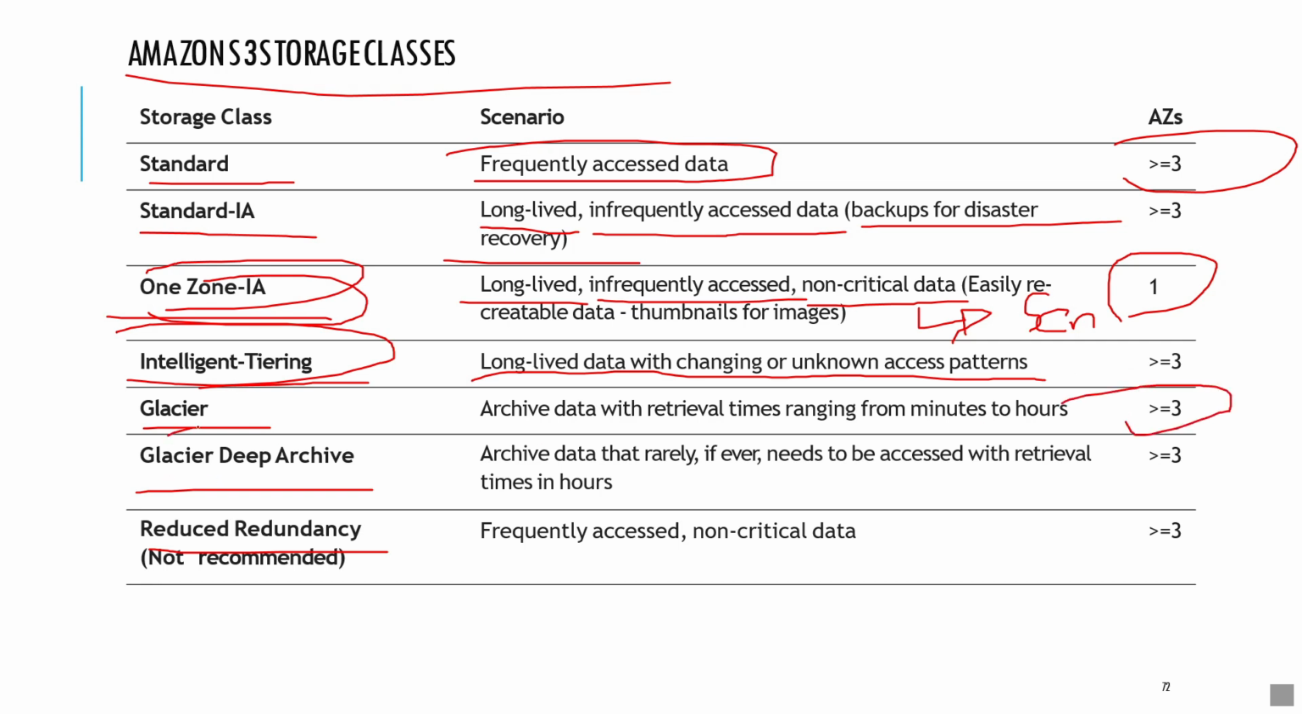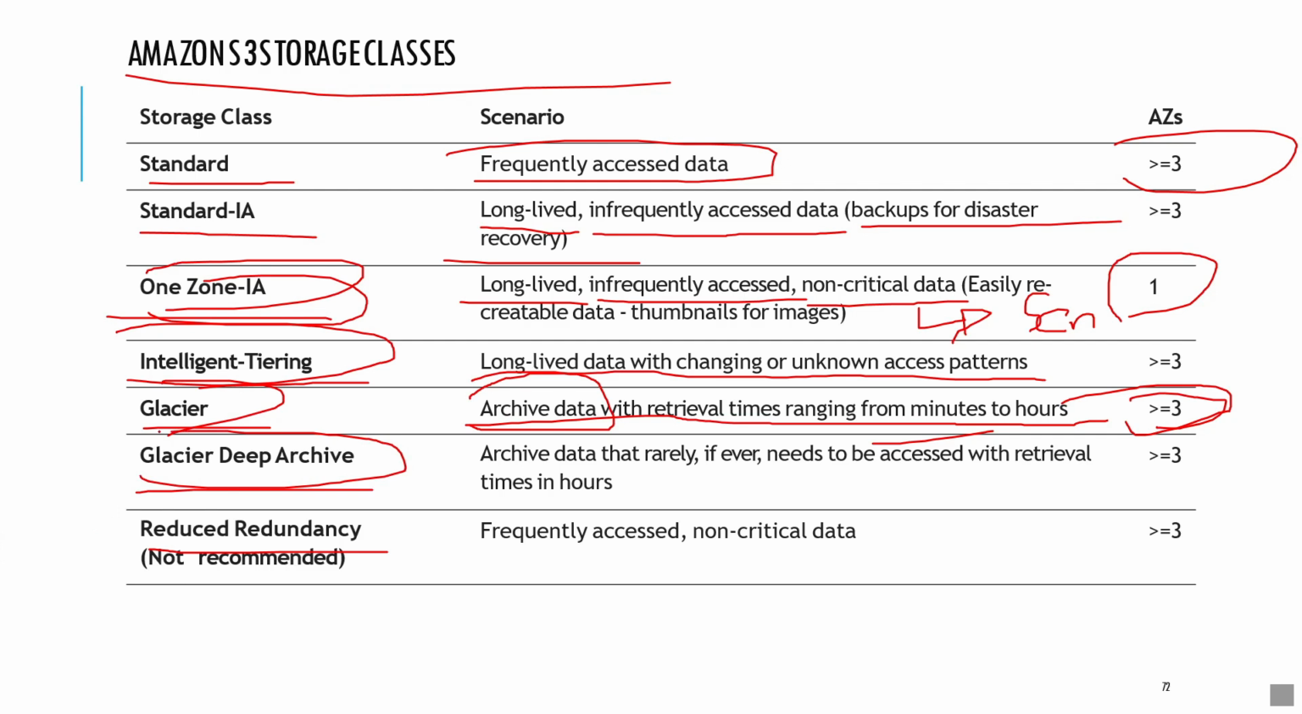Then Glacier. Archive data is information that we don't access very frequently. It contains historical data or business related data, and archive data with retrieval times ranging from minutes to hours. So we can use Glacier when we want to retrieve archive data in minutes to hours. It is also available in more than 3 availability zones.